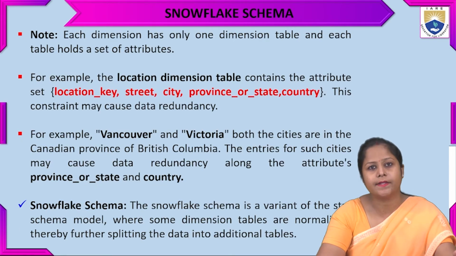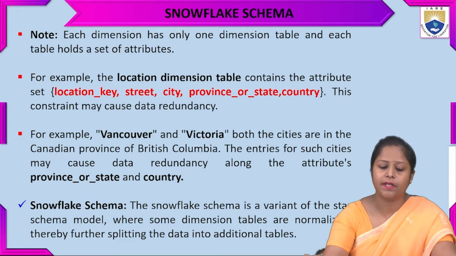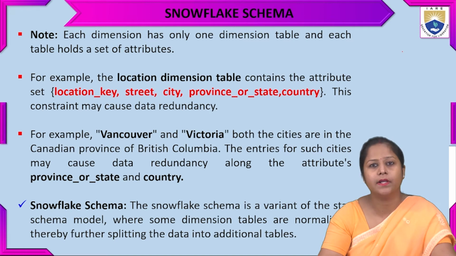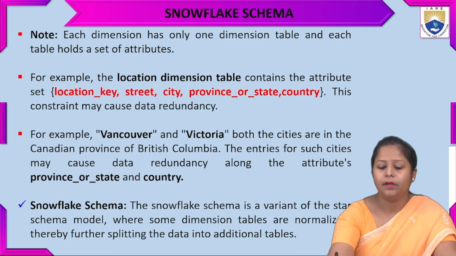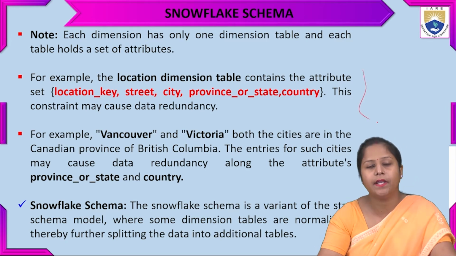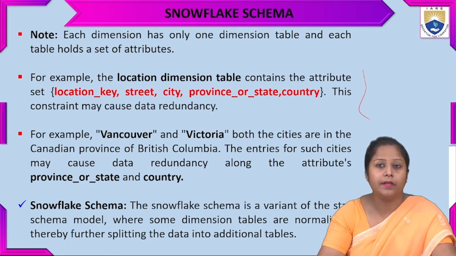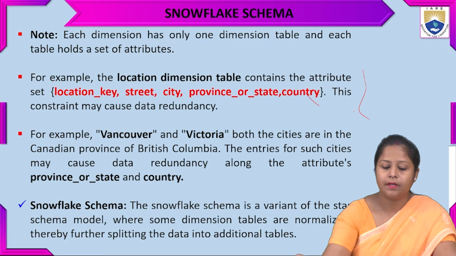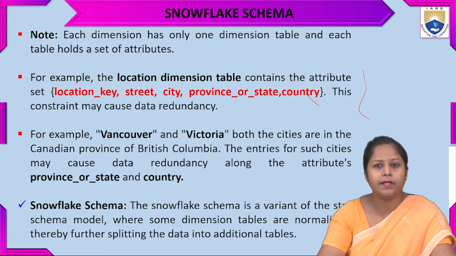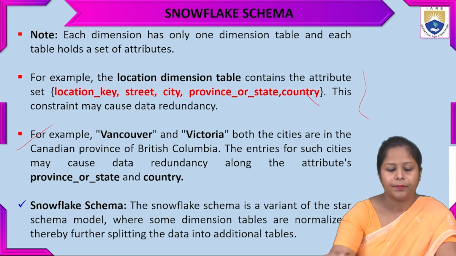Next is the Snowflake schema. In the star schema, each dimension has only one dimension table, and each table holds a set of attributes. For example, take the location dimension table. It contains the location key, street key, city key, and province or state and country key. This constraint may cause data redundancy. How? We can see in the example.